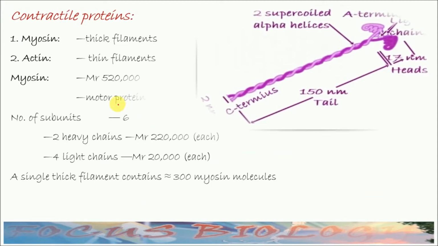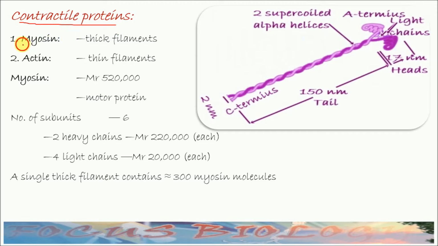Next. Now, we will see contractile proteins. They are of two types. One is called myosin, another is actin. Myosin constitutes thick filaments, while actin constitutes thin filaments.